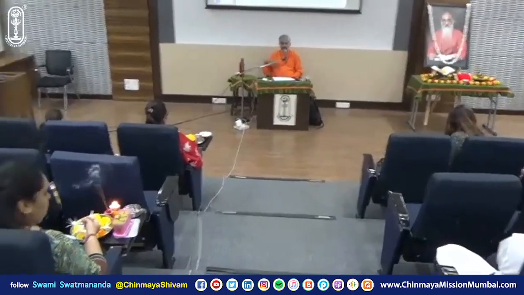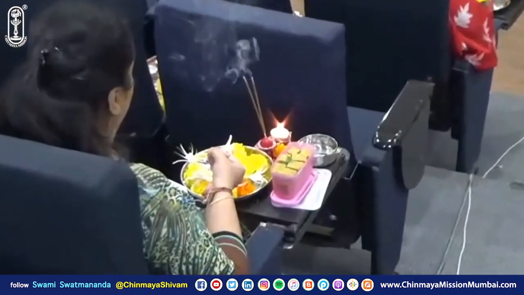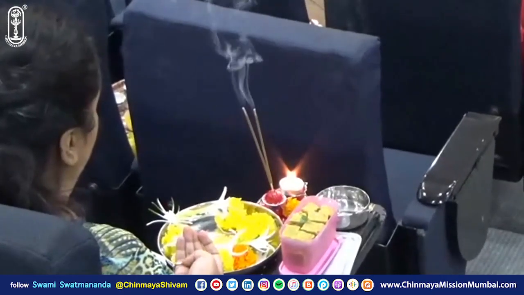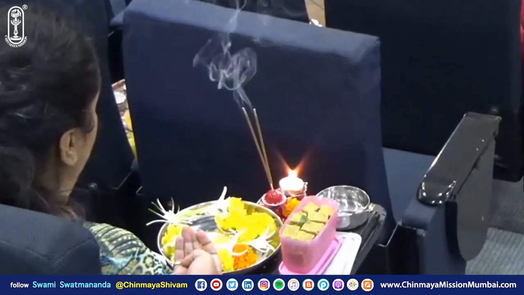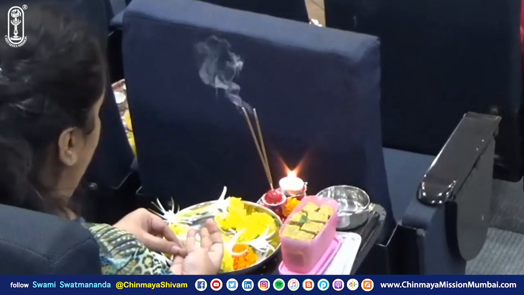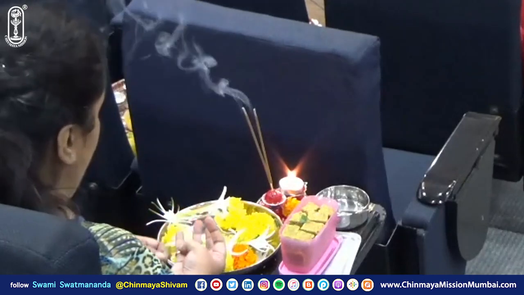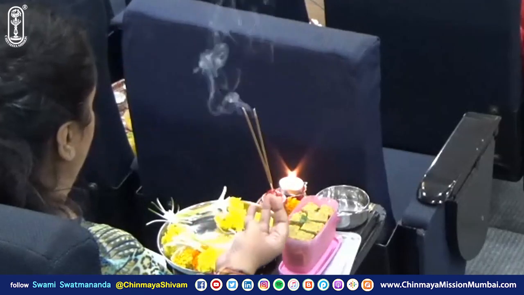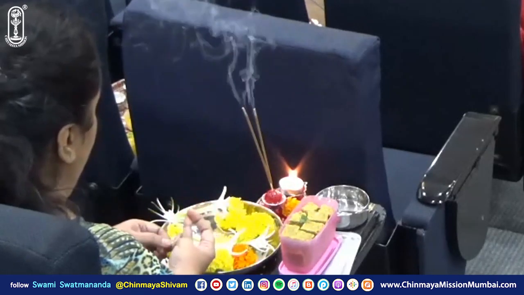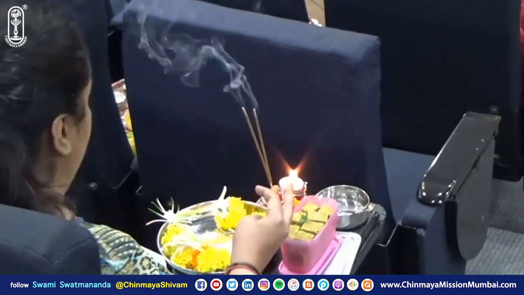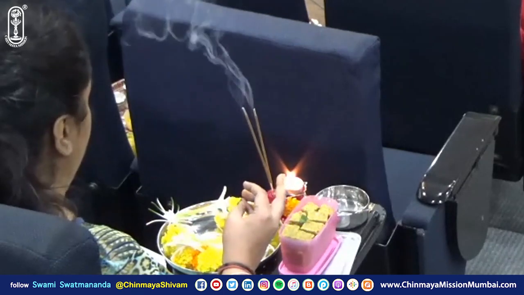Now we will be offering the naivedya. Keeping the tulsi in your hand, we have learned five pranas, right? This is prana, apana, vyana, udana, samana. This half leaf that you have should move from one finger to another with each mantra. Above the food, we will do this mantra. Like this, we have to offer it to the padukas. Keep the tulsi between your finger and the thumb and then move it like this.